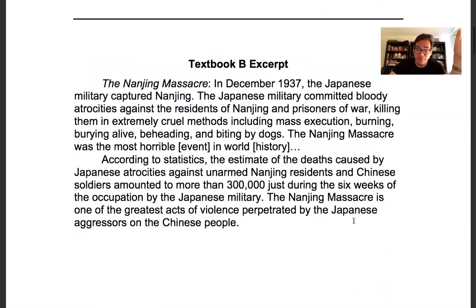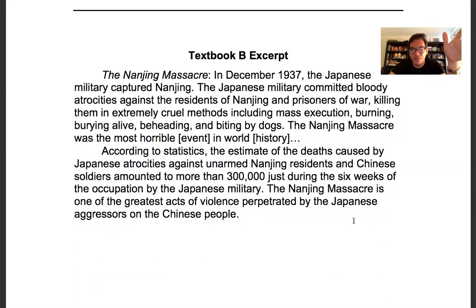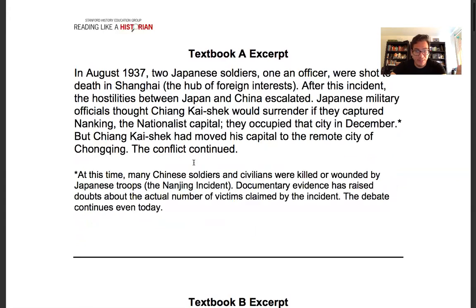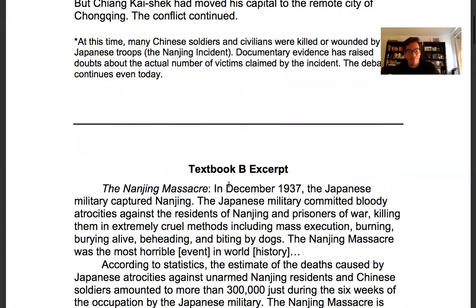Well, let's look at textbook B. How do we know this is going to be the Chinese textbook? So let's take a look at it. Textbook B. The Nanjing Massacre. Already right there's a huge difference. The Japanese textbook is calling it the Nanjing incident. Incident makes it sound like a mistake. Massacre makes it sound like a bloodbath.